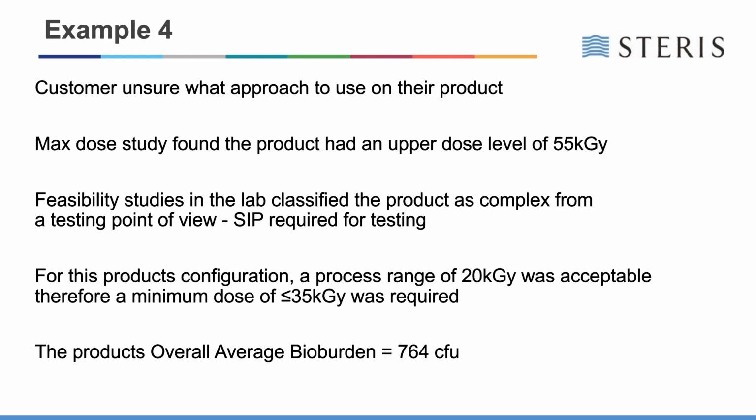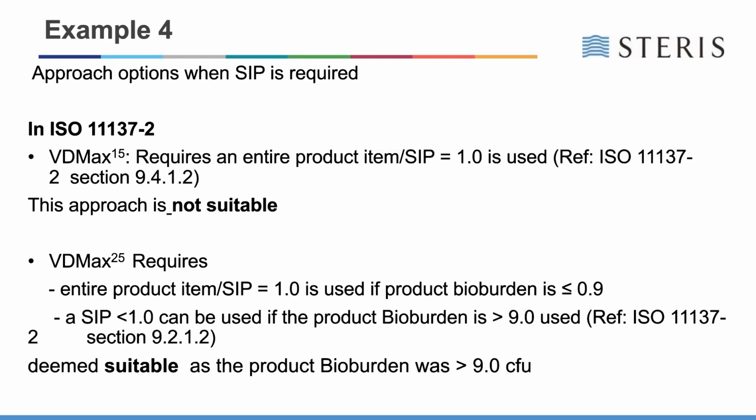For this product's configuration, a process range of 20 kilograms was acceptable. Therefore, a minimum dose of less than or equal to 35 kilograms was required. After doing bioburden recovery studies, 764 CFUs was the calculated value for the bioburden. In the ISO 11137-2, the VD Max 15 requires the entire SIP to be used. So we found out right away this would not be a suitable approach.